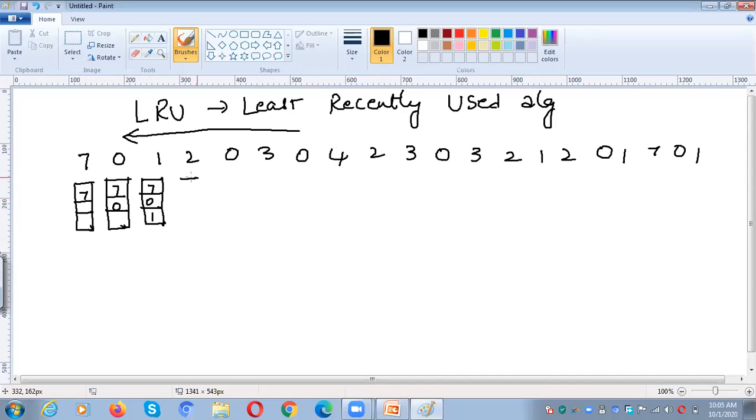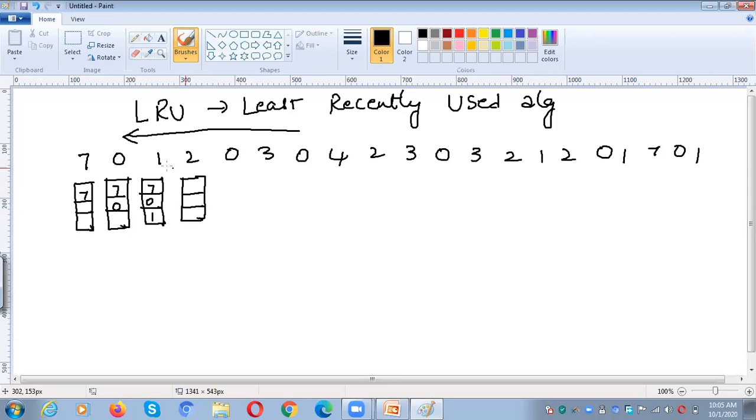Now 2. There is no free frame, page fault. Here also page fault, but there is a free frame, so we no need to run the LRU. But here, there is no free frame. So what you have to do? You need to run the page replacement algorithm LRU.